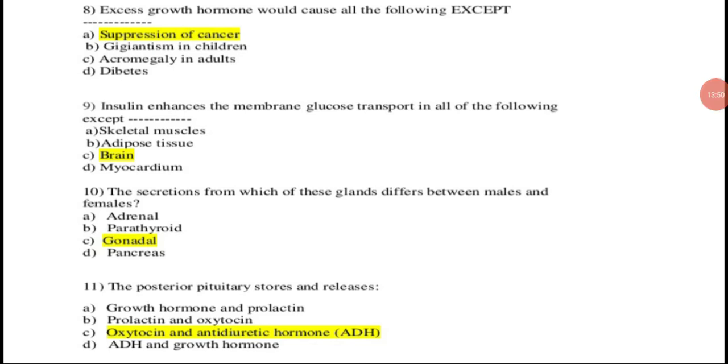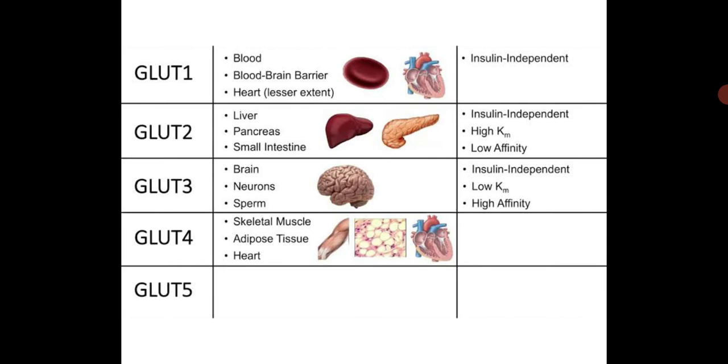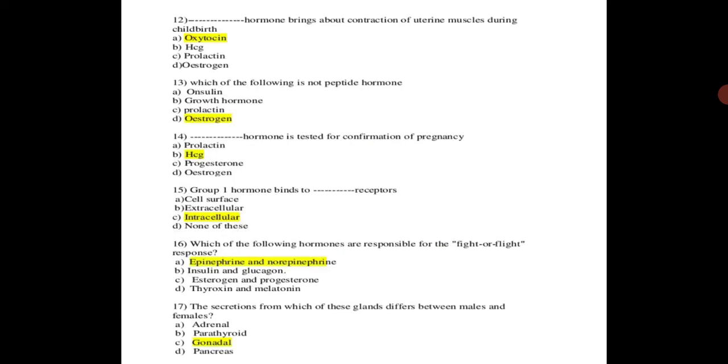So the correct answer for question number 11 is option C, oxytocin and antidiuretic hormone. Then question number 12: this hormone brings about a contraction of uterine muscle during childbirth. The answer is oxytocin.